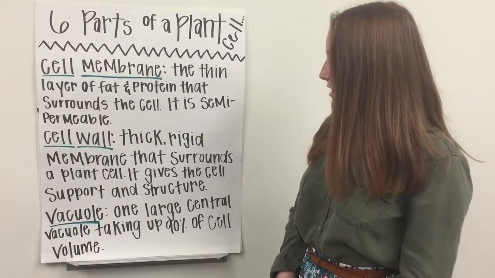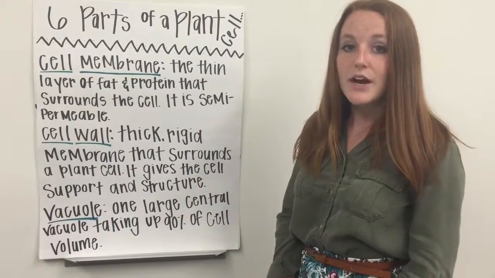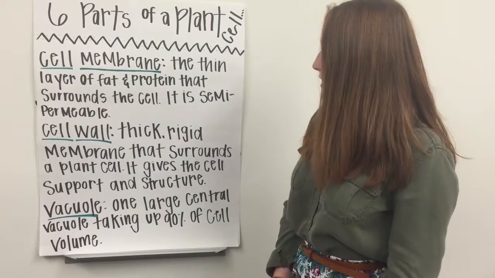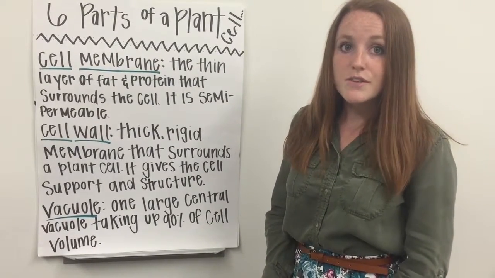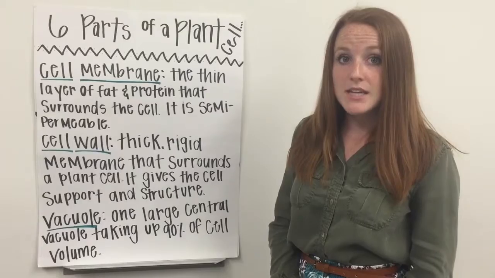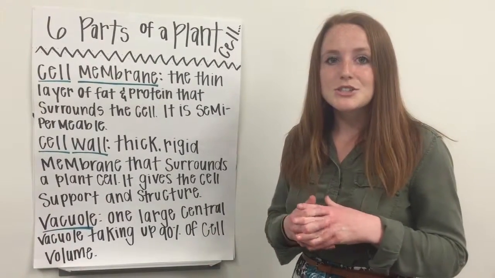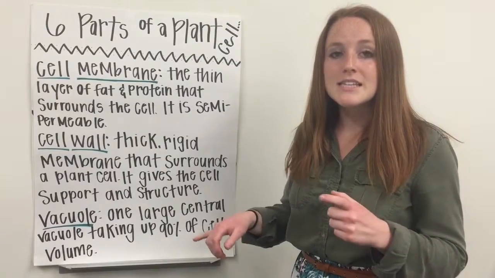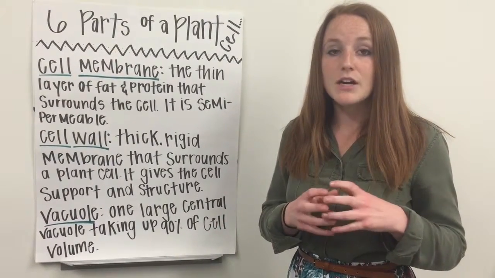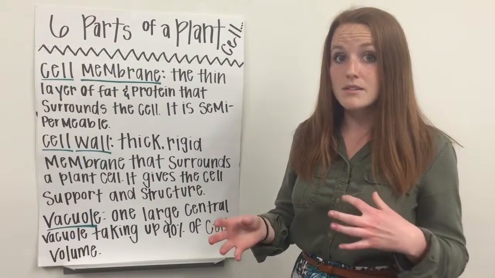The third vocabulary word I want you to fill in is the vacuole, which in a plant cell is one large vacuole that takes up 90% of the cell volume. And I really would like you to look at your diagram and see this because in the animal cell, the vacuole is much smaller than in the plant cell.